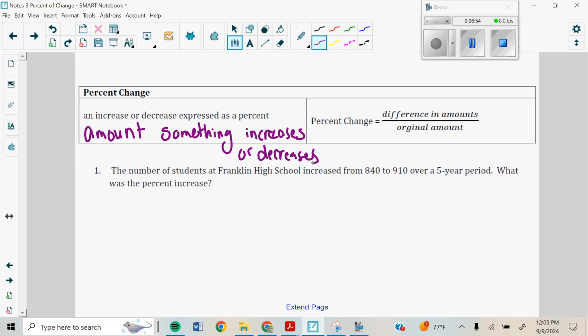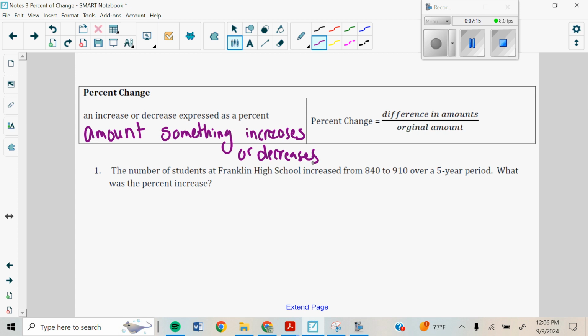Okay, so if you look in the next box, it says the percent change is equal to the difference in amounts. So we're going to subtract the two amounts and we're going to put it over the original amount. The number of students at Franklin High School increased from 840 to 910 over a 5-year period. What was the percent increase?